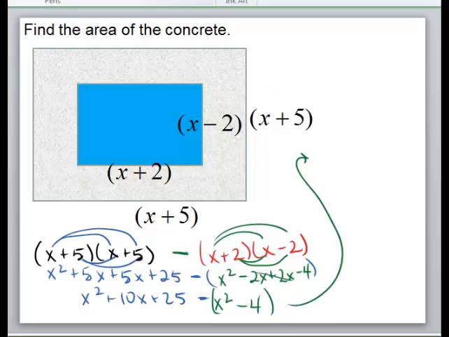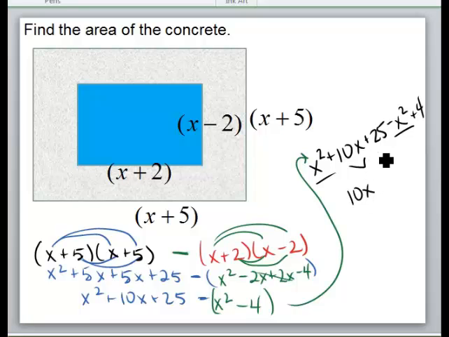So I end up getting, on my first part, x squared plus 10x plus 25. Now I'll distribute my negative through, so I have negative x squared, and negative times negative 4 is positive 4. So when I combine my like terms, those create 0. I have a 10x, that's by itself. I have 25 and 4, which makes 29. I have one more special problem on the next video.